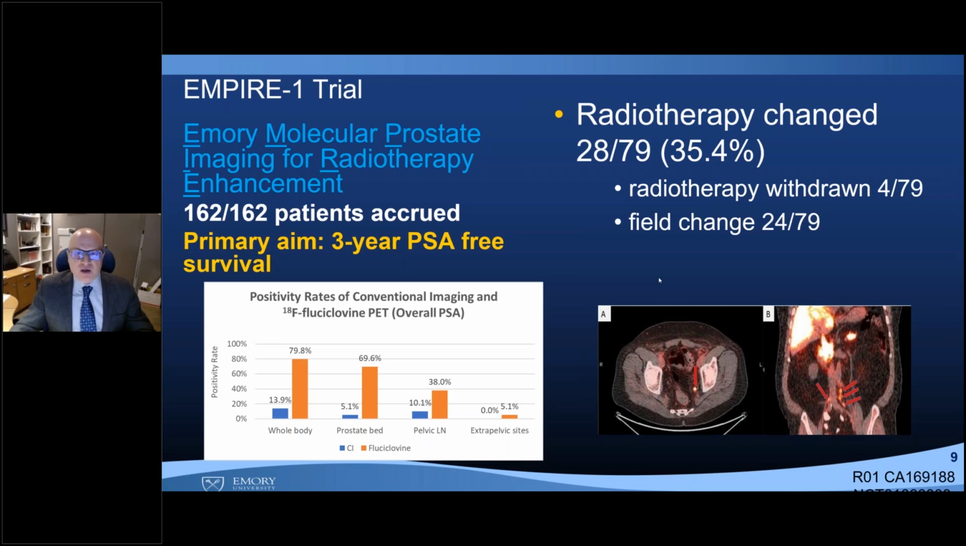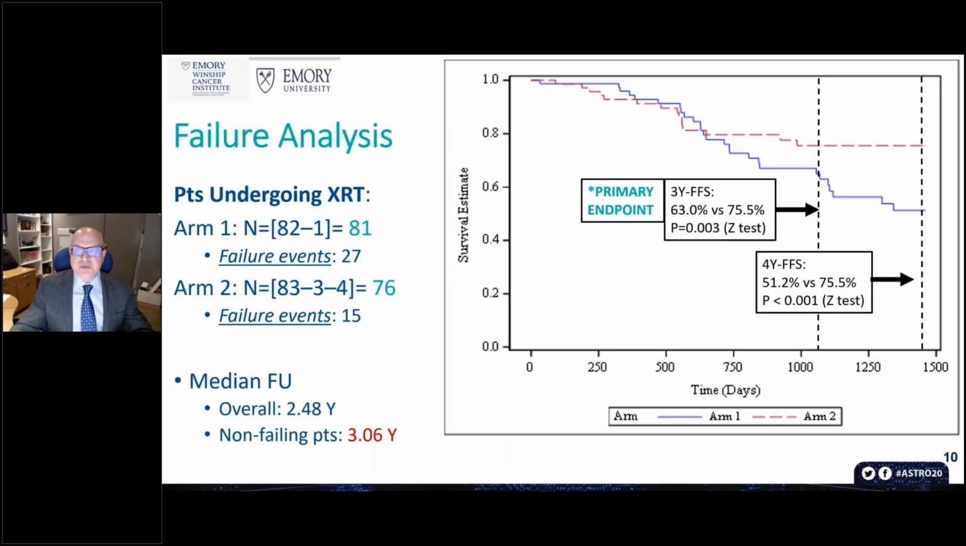Does it change outcomes? And for the first time, we can say for prostate cancer, the use of fluciclovine imaging does change outcomes. And here we have data that was presented at the ASTRO 2020 meeting in October. The fluciclovine arm is in red, and the conventional imaging arm is in purple. And this is failure-free survival. So both at 3 years and 4 years, there was improved failure-free survival if you used fluciclovine compared with conventional imaging. And that's 75 to 63%, getting even bigger at 4 years, about 75 versus 50%.